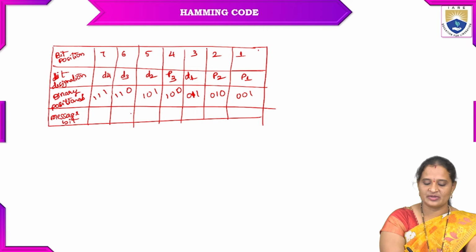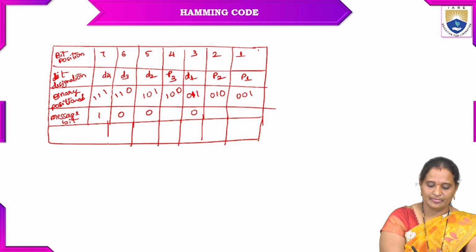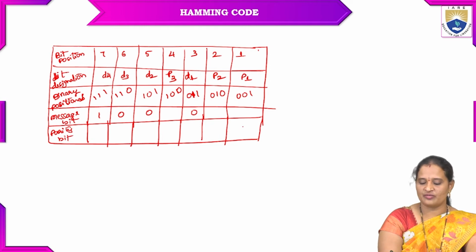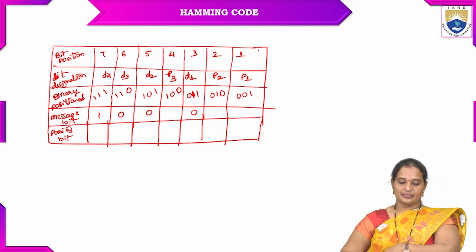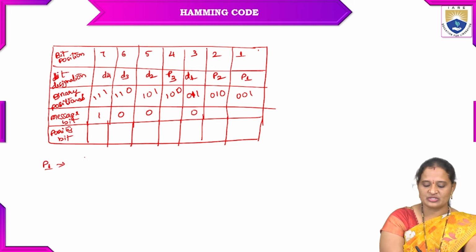So what are the message bits? 1 0 0 0. And now we need to find out the values of the parity bits. So for that, first parity bit P1. In which position is it? It is in the first position.